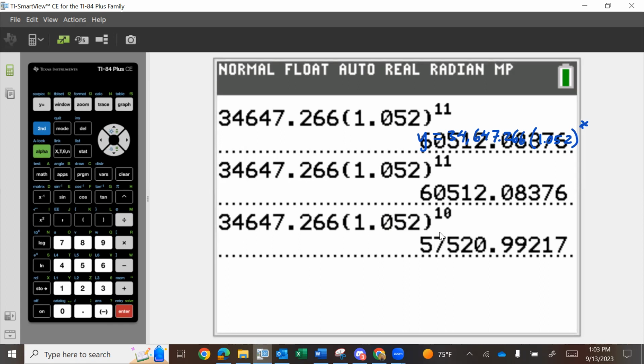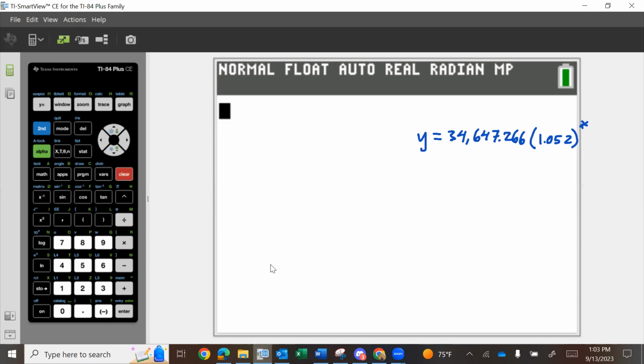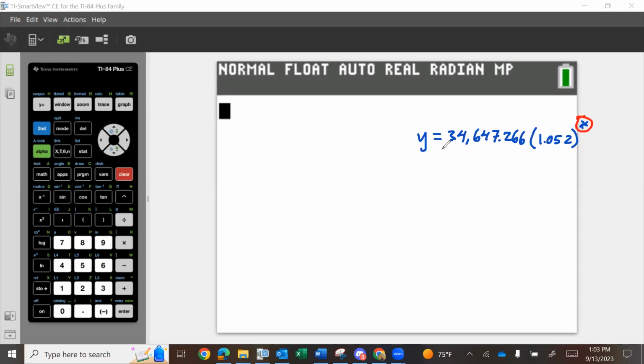Now you could do it that way, but amateur hour is now over. We are in college after all. So here is how we're going to do it. As always, we want to get the x by itself. We said our y value is going to be 60,000.